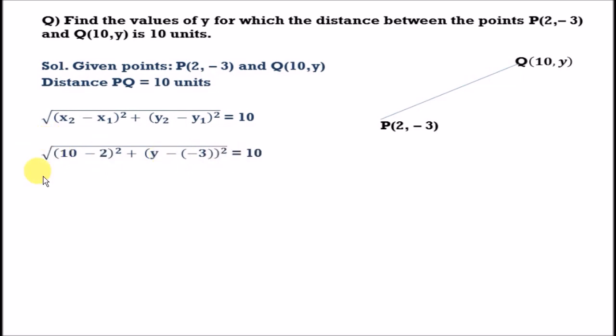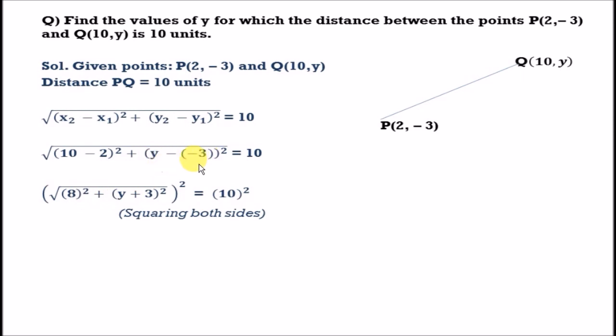Now since there is a square root on one side but there isn't a square root on the other side, we cannot cancel them. In order to remove that, let us square on both sides. So under root, 10 minus 2 is 8 square plus (y minus -3, the sign will change) y plus 3 whole square, and we have squared that quantity, equals 10 square, since we are squaring on both sides.